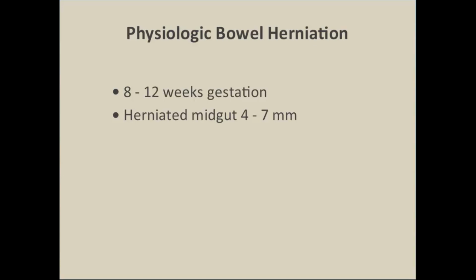And one of these is physiologic bowel herniation. Between 8 and 12 weeks gestation, the fetal bowel is partially extruded into the base of the umbilical cord. It's part of the development of the bowel as it develops to position itself properly inside the abdomen. So to see a bump at the base of the umbilical cord is a normal finding, provided the herniated midgut measures less than 7 millimeters and provided it goes back inside by 12 weeks gestation.